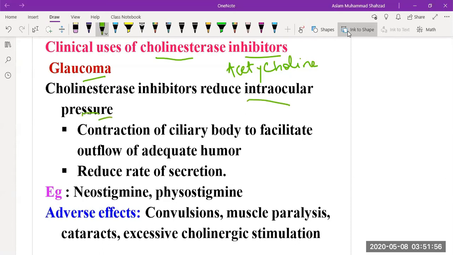They are also known as indirect acting drugs, and they are also responsible for contraction of the ciliary body to facilitate the flow of aqueous humor and reduce the rate of secretion. The drugs that belong to this category are neostigmine and physostigmine. The adverse effects are convulsions, muscle paralysis, cataract, and excessive cholinergic stimulation. Why? Because of the increase of the acetylcholine.